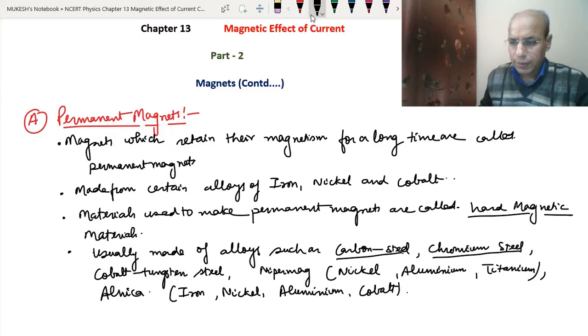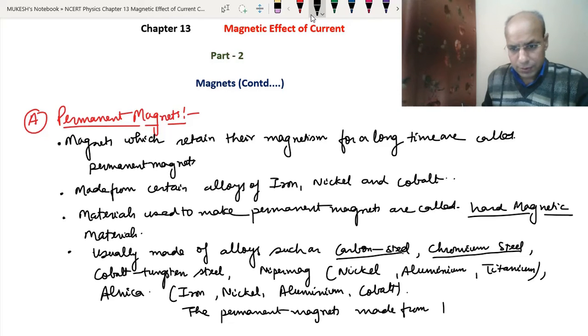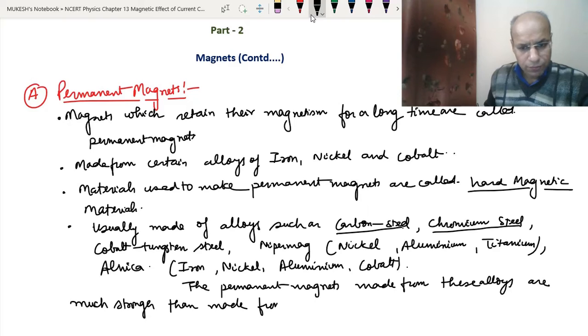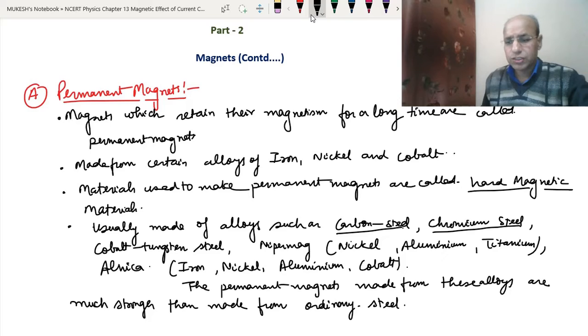Okay, and if we make permanent magnets from these materials, they are much stronger than when they are made from ordinary steel. The permanent magnets made from these alloys are much stronger than those made from ordinary steel. I hope this is clear to you.